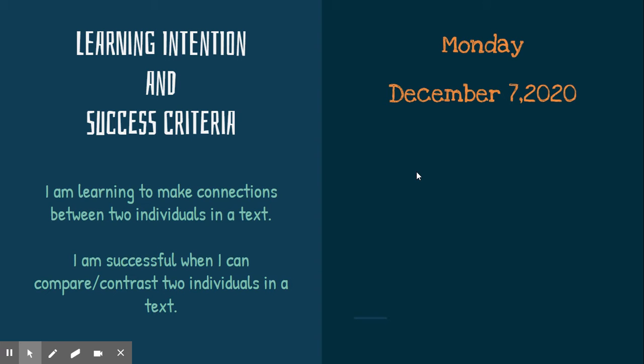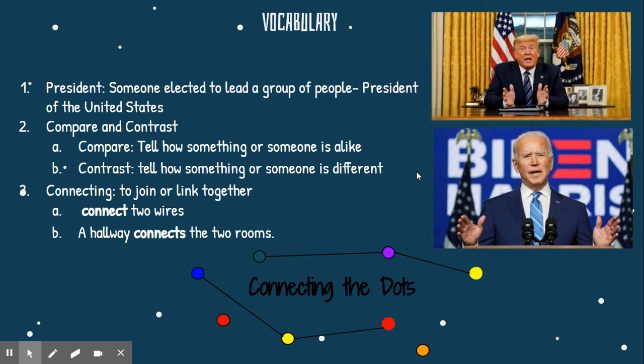Some vocabulary that will help us out today is president, someone elected to lead a group of people. An example being the President of the United States. So we have President Donald Trump and President-elect Joe Biden. They were elected to lead a group of people, the United States.